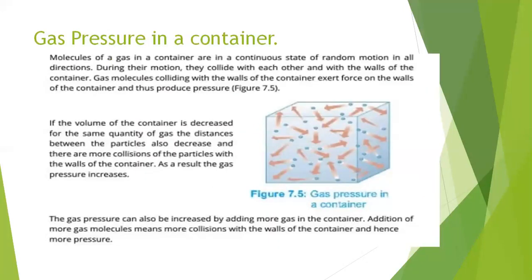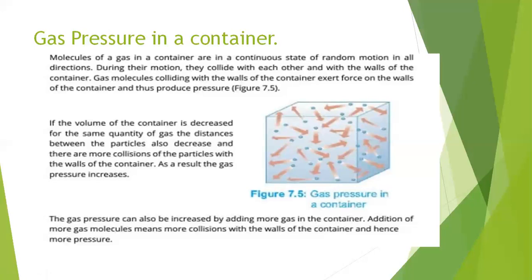This is page number 105 from your book. Gas pressure in a container. Gas pressure exerted by the gas molecules due to their random motion is known as the gas pressure. In our previous slide, we have read that. Molecules of a gas in a container are in continuous state of random motion in all directions. Consider a container. And we can see the movement of the particles, the movements of the objects. These objects and these particles are known as the molecules.